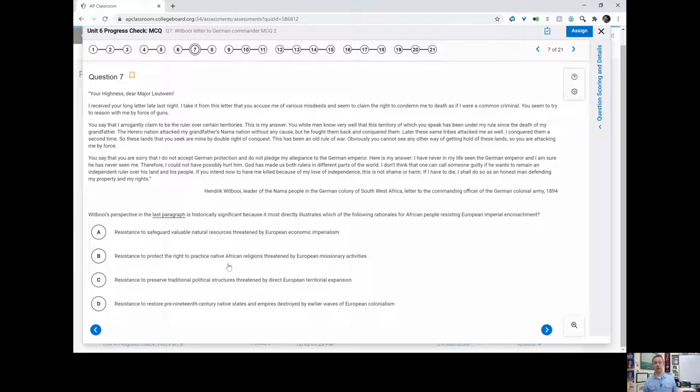Okay, so let's read this question. Again, the passage is long. It's about 3 or 4 paragraphs. I don't have time for that. The question is this: With Bowie, again, haven't heard of this guy, perspective in the last paragraph is historically significant because it most directly illustrates which of the following rationales for African people resisting European imperial encroachment. Okay, so we're talking about imperialism.